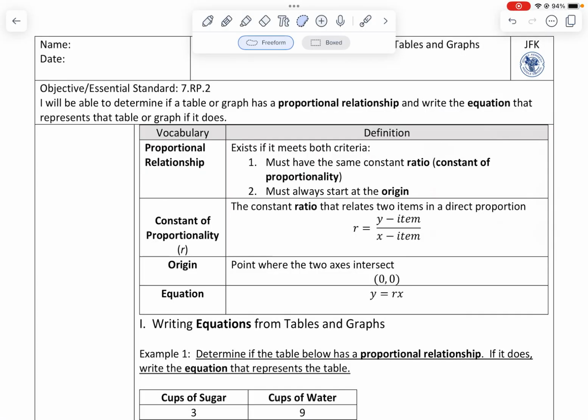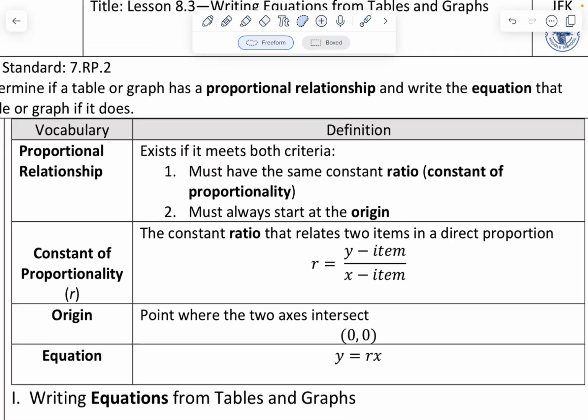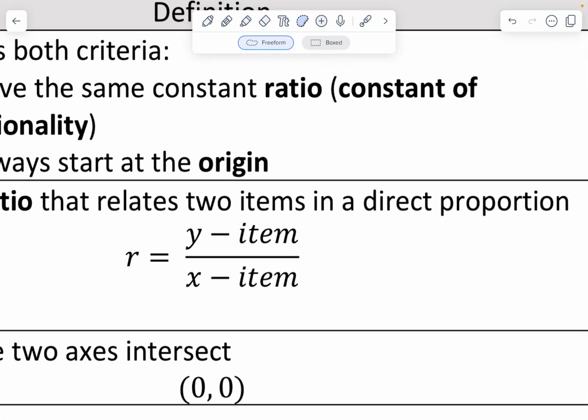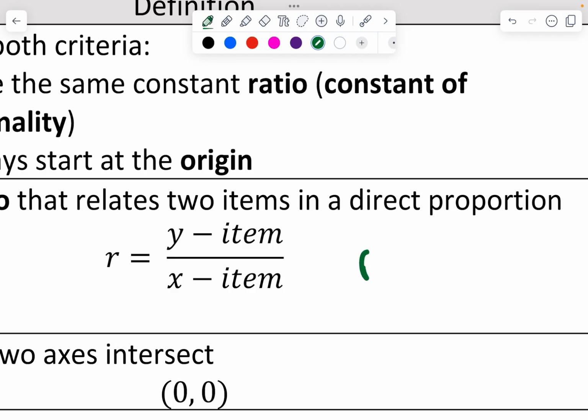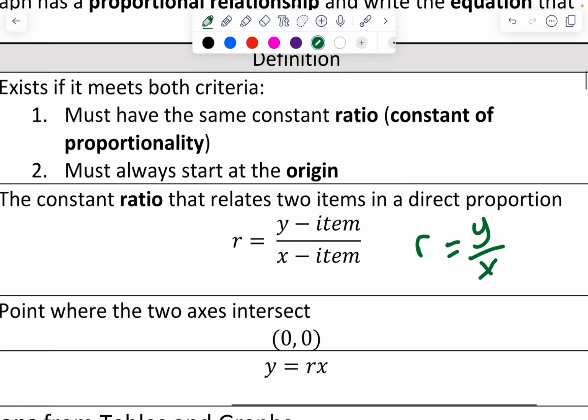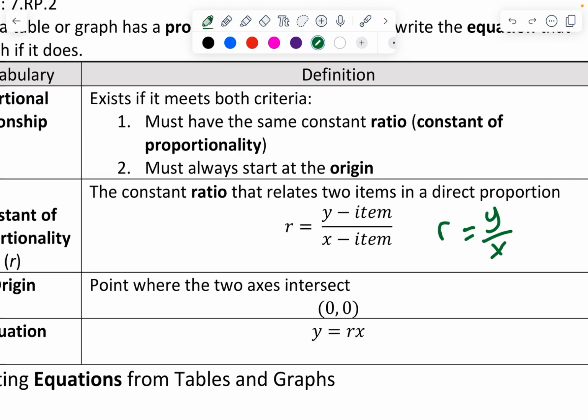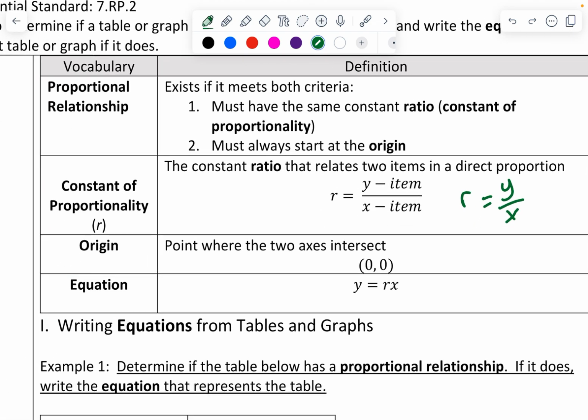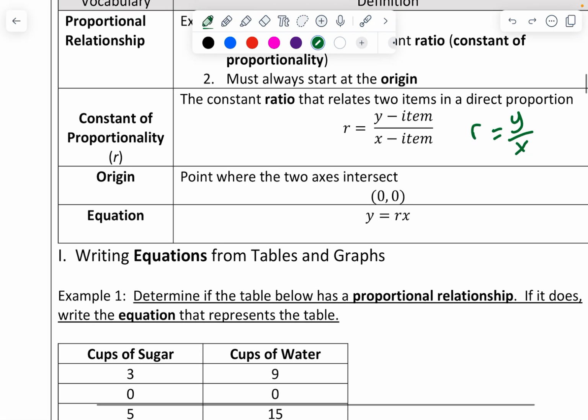All right, you guys. So today we're going to be dealing with the same thing, okay? Constant of proportionality. You guys know that my R is y over x. Again, we have two rules we have to follow. We have to start at 0, 0, and all my ratios have to be the same, right? All my fractions need to be the same, okay? So here we are. We're going to just jump straight to it, okay?